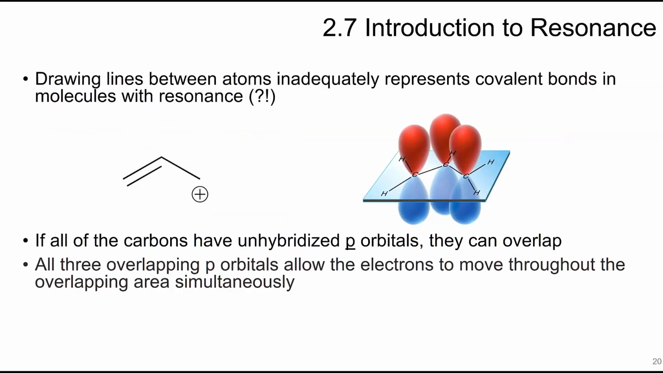When we're drawing structures, sometimes we have pi bonds and sometimes we have to represent covalent bonds with resonance. Resonance structure is something that you're going to see a lot of in organic chemistry, so we want to be able to get a good understanding of it now. If you have this structure here, we know that there's a formal charge here. This is missing an electron pair.